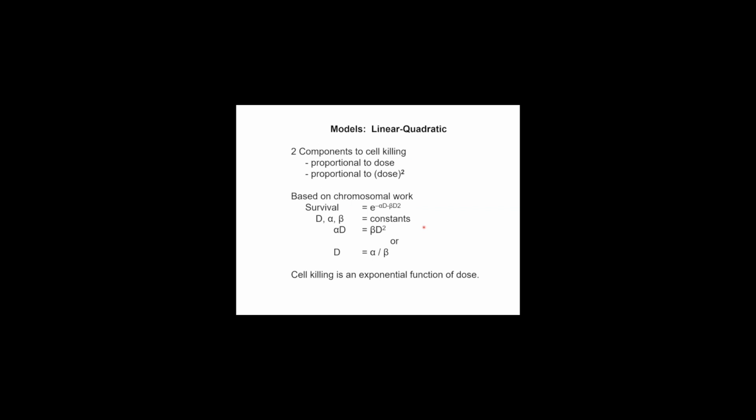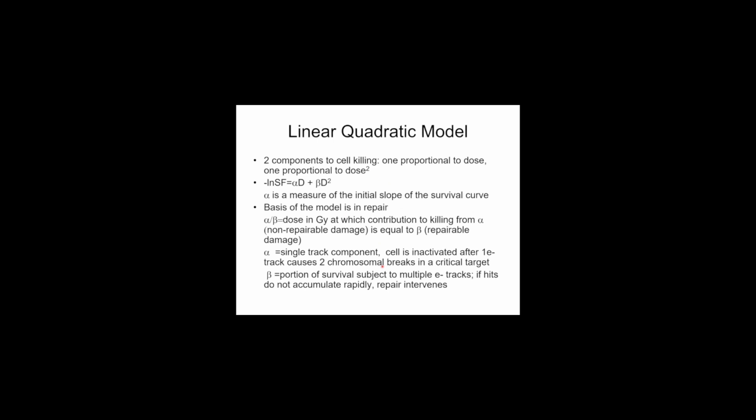So just to review this, in the linear quadratic model, there are two components to dose, one proportional to dose, one proportional to dose squared. The portion proportional to dose relies upon the constant alpha. The portion proportional to dose squared relies on the constant beta. And where the killing from the alpha component and the beta component is equal is considered to be the alpha beta ratio, making cell killing an exponential function of dose.